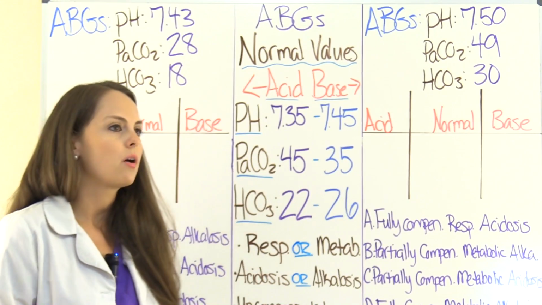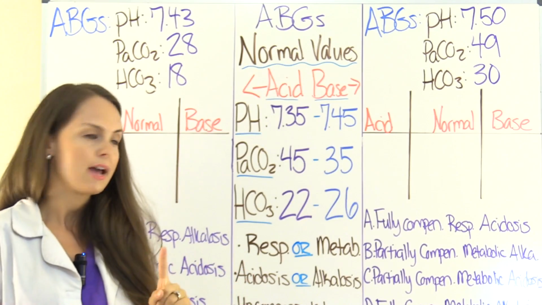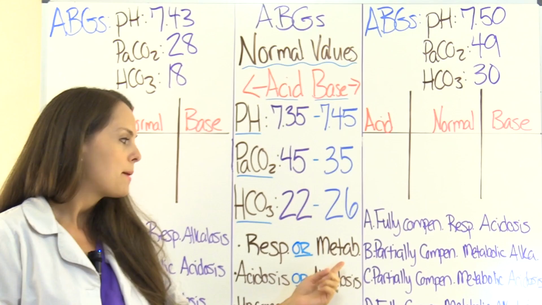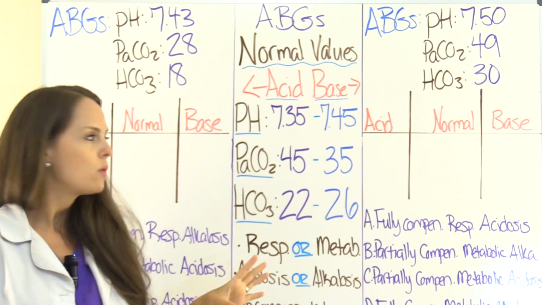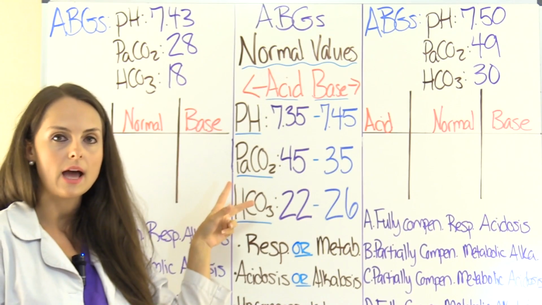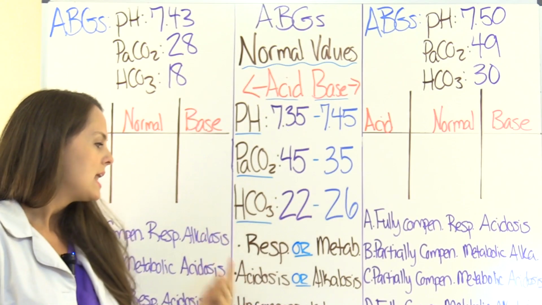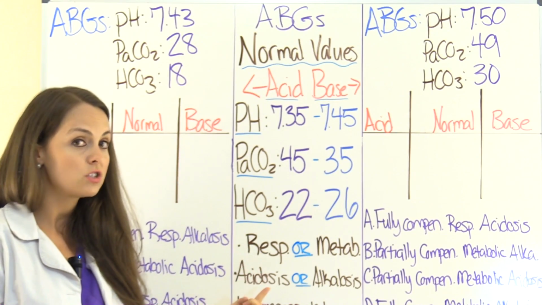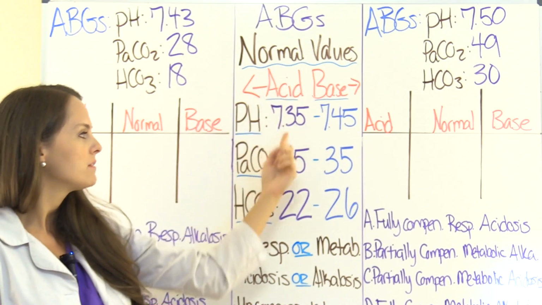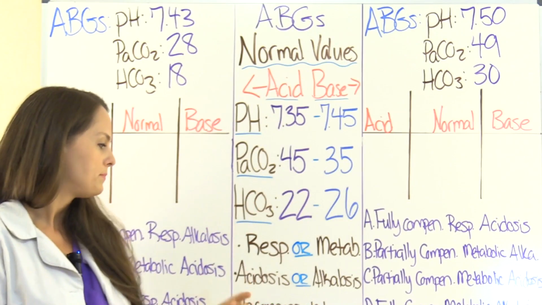Now, as you're solving the problem, there's three things you have to ask yourself in order to get the correct answer. You have to first say, is this a respiratory disorder or is this a metabolic disorder? And that's where the PaCO2 and the HCO3 come into play, because it'll help you differentiate between if it's metabolic or respiratory. Next, is this acidosis or is this alkalosis? And that's why you have to memorize these values and which side of the spectrum that they're on.